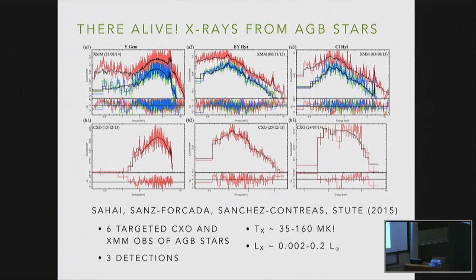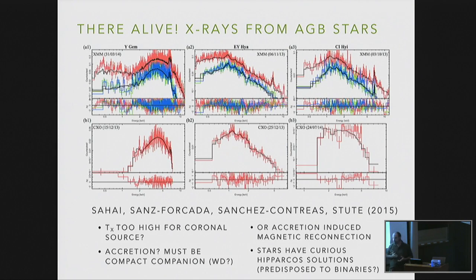Sahai and others have looked for more evidence for X-ray emission from a sample of AGB stars that were targeted because they have high far UV flux, and also because Hipparcos solutions to their parallax were funny, meaning that they're possibly binaries. And in these three detections that they made of the six samples of stars, you see very similar features, very high energy emission, suggesting that maybe we're not looking at coronal emission, because these temperatures are so high, we've never seen something like that that's not flaring, that's always present. It's hard to explain that as coronal emission, so maybe we're looking at accretion onto some really compact companion, because you need a very low mass to radius ratio in order to explain this accretion temperature.